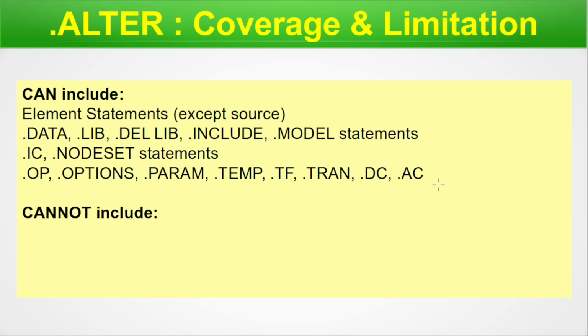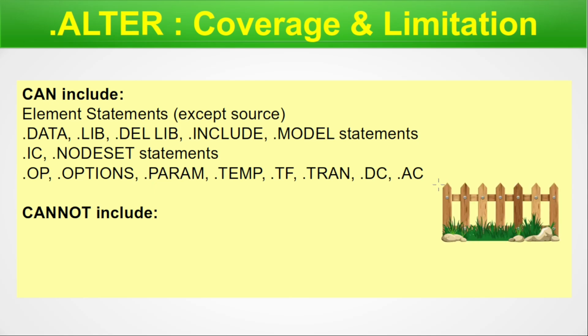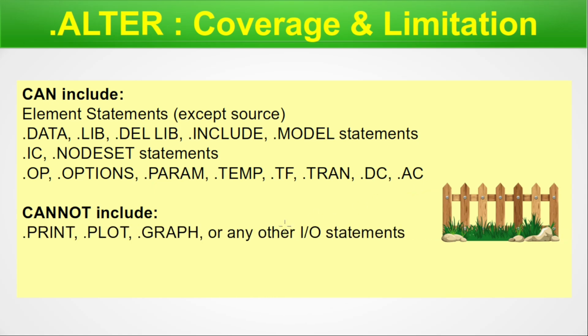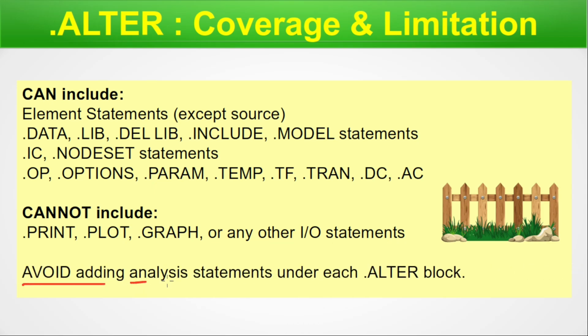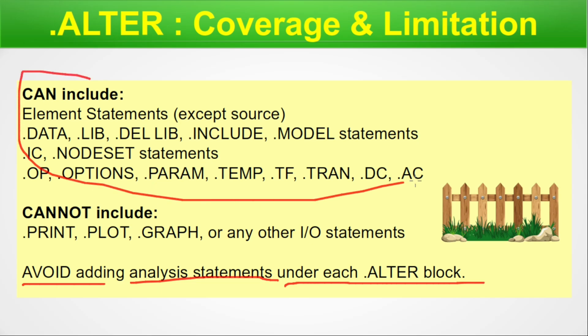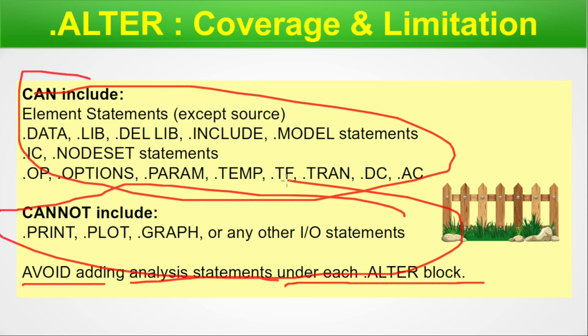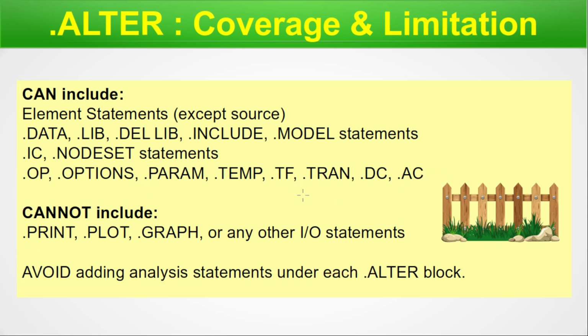Now we will talk about what we cannot include. Here is a fence. Fence means you are barred from using them. We cannot use print, plot, graph, or any other IO statements. We talked about how we can use parameterized ones, but the simple ones we cannot use. Avoid adding analysis statements under each alter block. Analysis means we do the transient, AC, DC, all this type of analysis. That should be avoided. The analysis will remain the same. However, we can include all this type of thing inside the alter philosophy, and we cannot include these other things unless they are parameterized. So here we are done in a very short and sweet manner. Let's move on to the next slide.